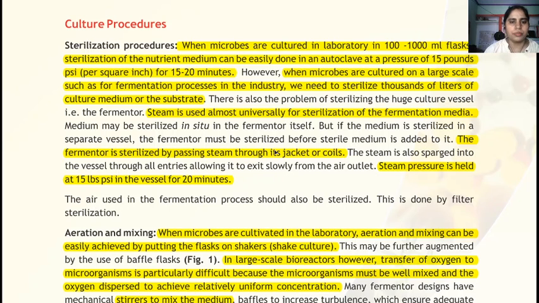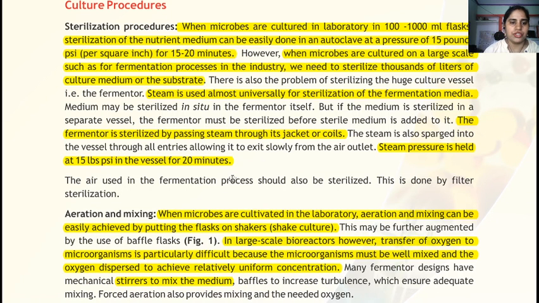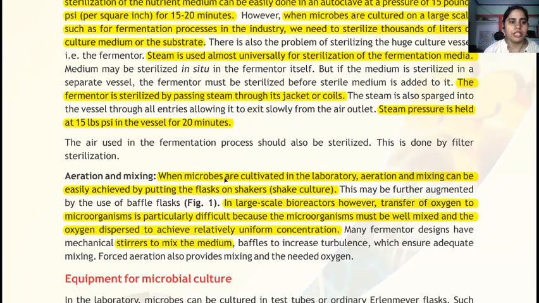So these are the processes for sterilizing the media in the bioreactor. As you know, steam is passed, and this steam is heated to 15 psi for 20 minutes for the proper sterilization of the media. And the next thing that is important is aeration. Clear? Aeration is very important. So first you take the media and sterilize the media.